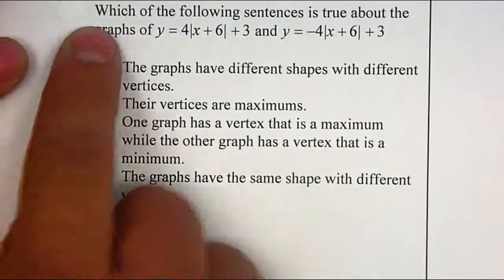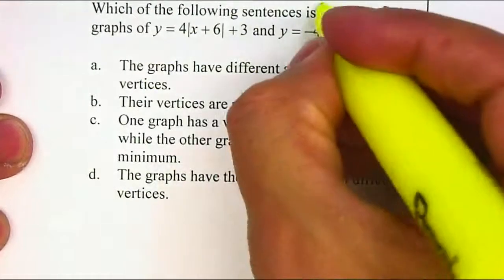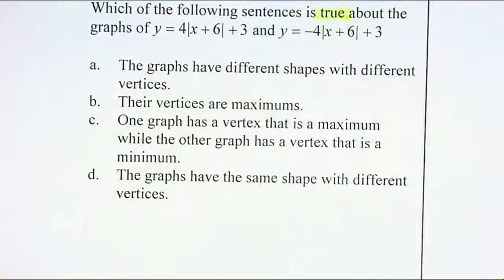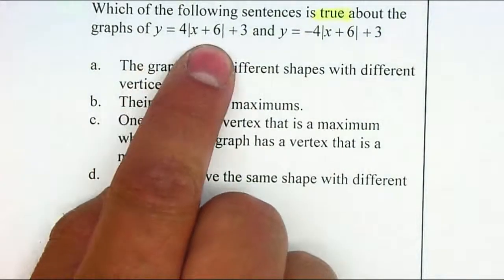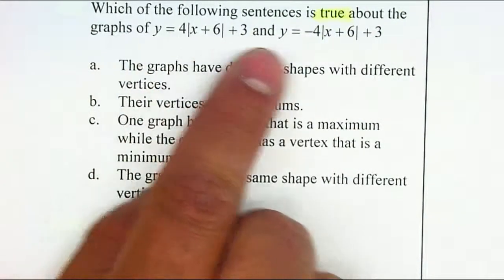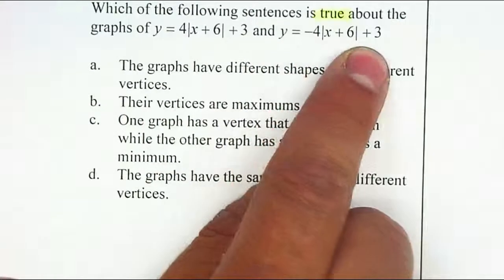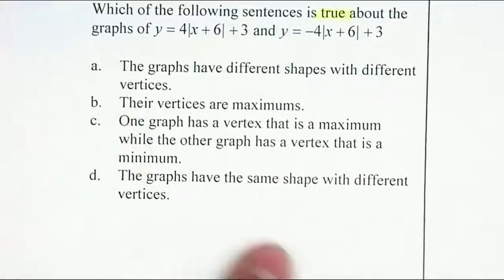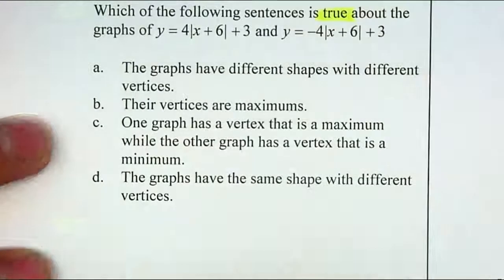On this problem it says, which of the following sentences is true? So we are looking for a true statement about the following graphs. They give you y equals 4 absolute value of x plus 6, plus 3, and y equals negative 4 absolute value of x plus 6, plus 3. And they give you 4 different options. We need to be able to find out which of those 4 options is a true statement.